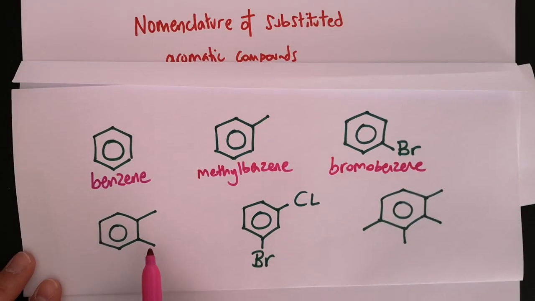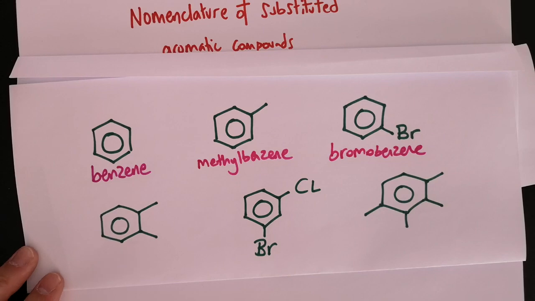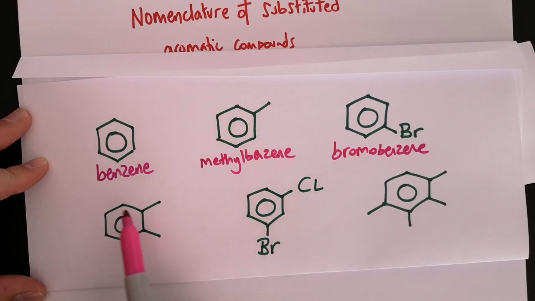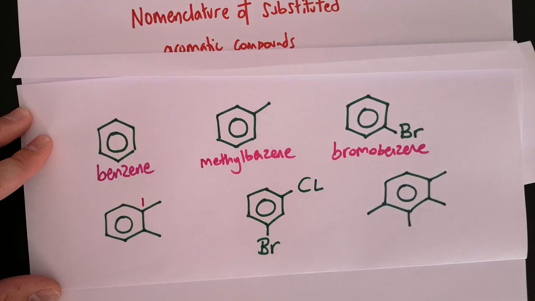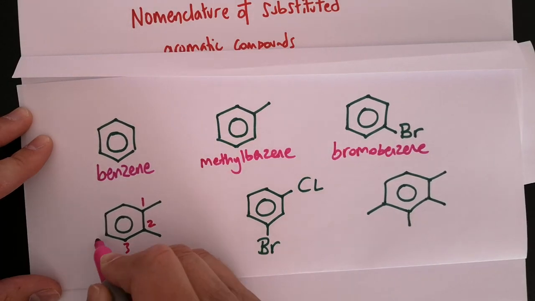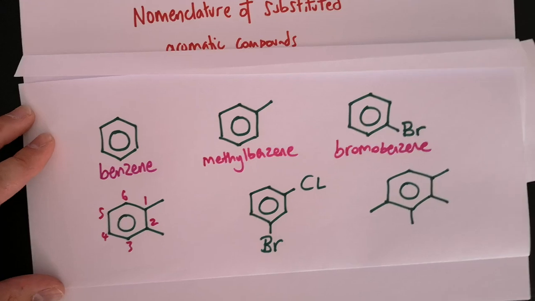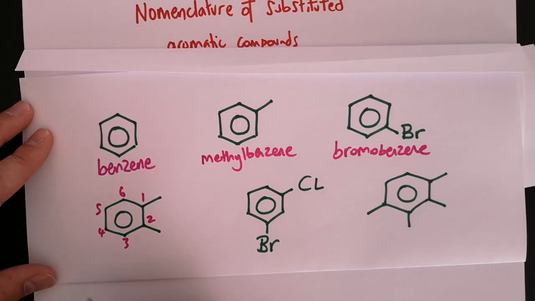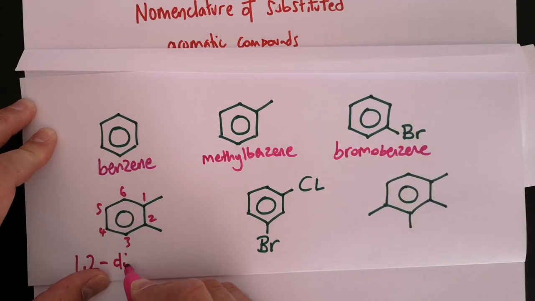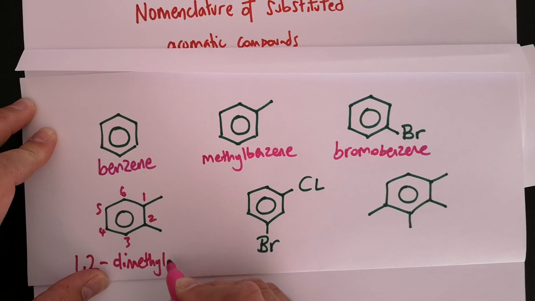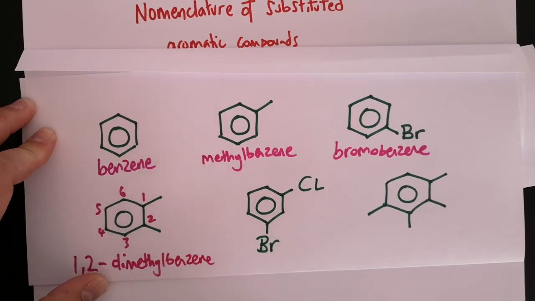This one here has 2 methyl groups. Now those 2 methyl groups could be located relative to each other in different positions. So now we have to specify exactly where they are. They are next to each other. So that means I can start counting at one of them and go 1, 2, 3, 4, 5, 6, like that. So here this would be 1,2-dimethylbenzene.